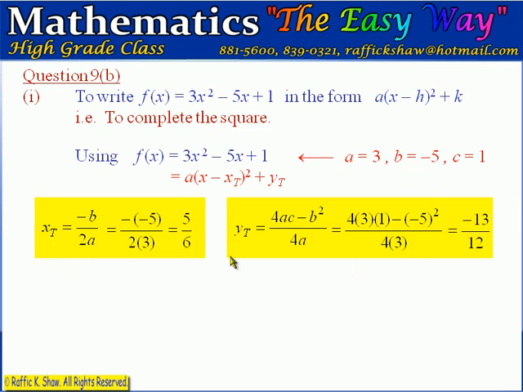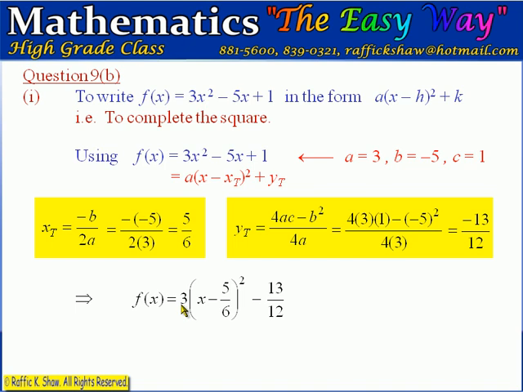So now that we have our xt value and our yt value, and we know that a is 3, we can go ahead and place these values in this vertex form such that f of x becomes a, which is 3, into x, minus xt. Xt is 5 divided by 6 from here. We should remember to place this square outside the bracket, and then we want plus yt. Plus yt is negative 13 over 12. And this is f of x in the vertex form with the square completed.